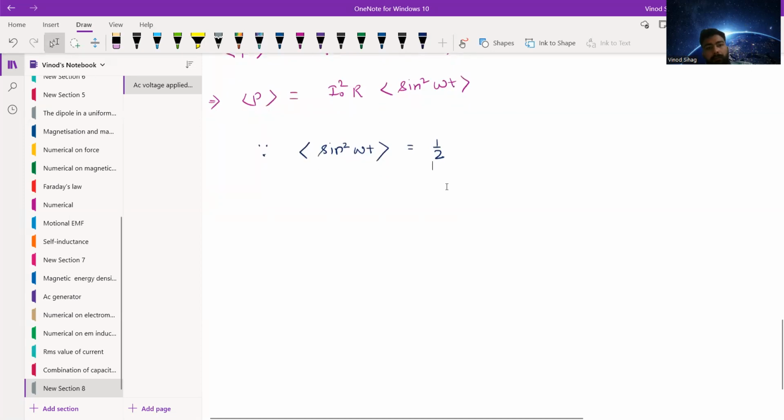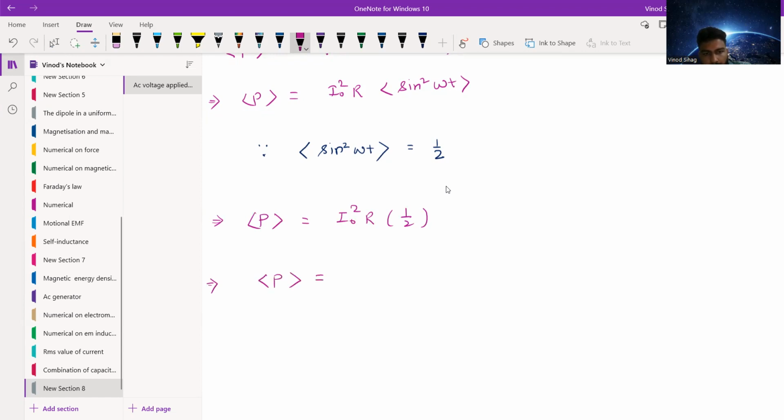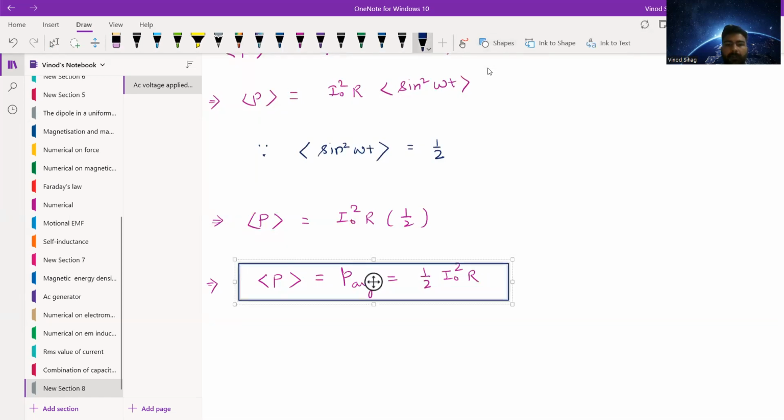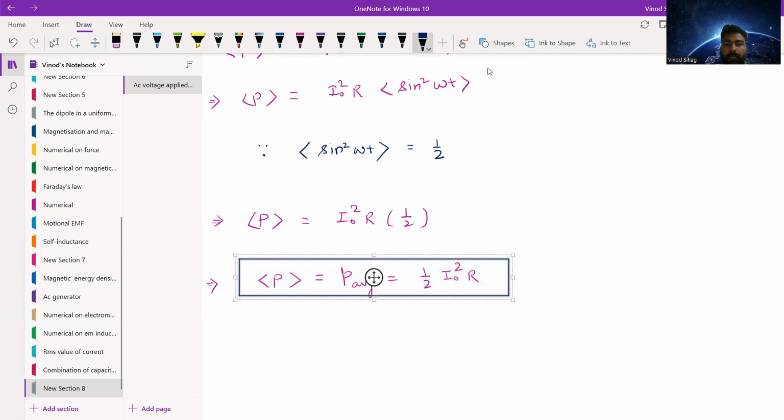Now the equation of average power will be P equals I naught square R into half. Sometimes it is written as P average also. So it will be half I naught square into resistance R. This will be the equation of average power, and we can see that it is not depending on time. It is a constant quantity.